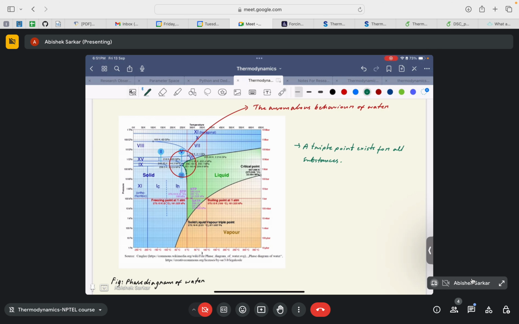Sorry for the abrupt noise. So from the thermodynamic point of view, I'm extremely sorry. I'll just try to close the window so that this noise is not there. Just give me 1 minute, okay? I'm sorry for this disturbance.